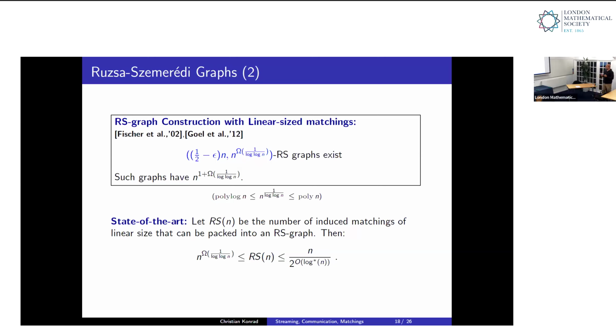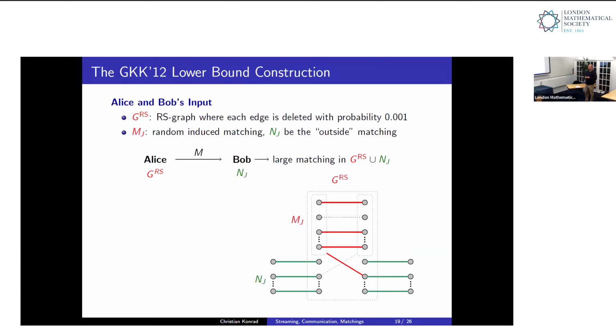Okay, so we have one of these constructions of Ruzsa-Szemerédi graphs, and we're going to use that. The first way we're going to use it is to recap on this 2012 result that ruled out one-pass streaming algorithms for maximum matching with approximation factor better than 2/3. So how can we do that?